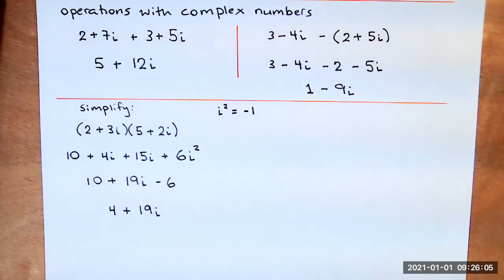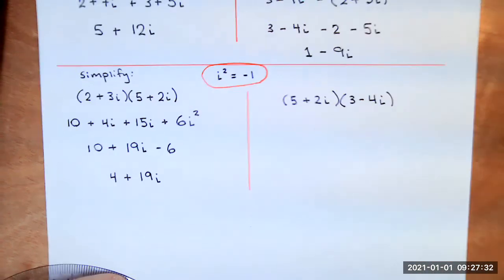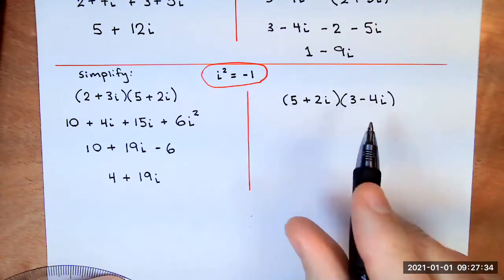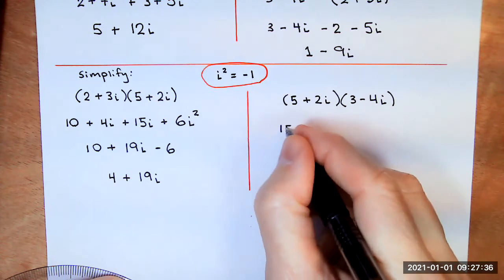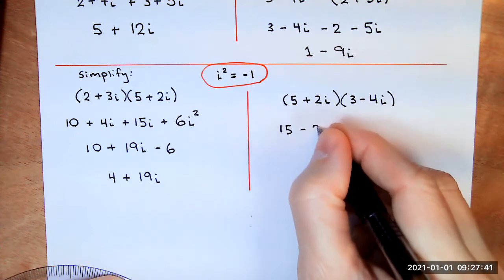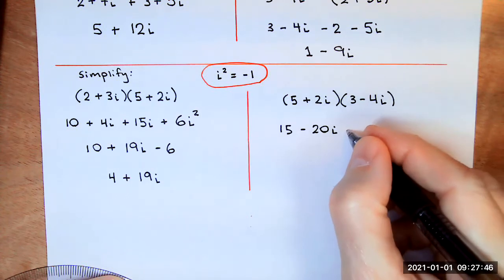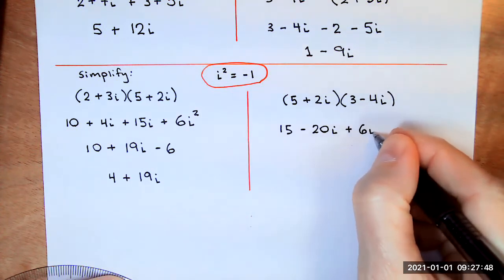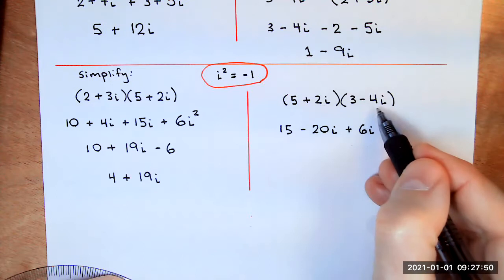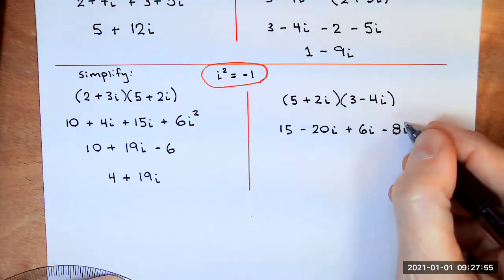All right, let's try another one of those. All right, so I would definitely try this one on your own. So 5 times 3 is 15. The outer product is minus 20i. The inner product is 6i. And then 2i times negative 4i is negative 8i squared.